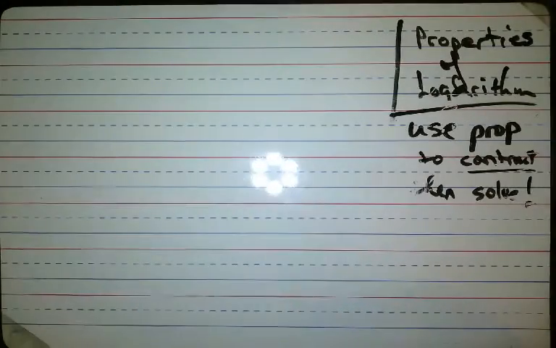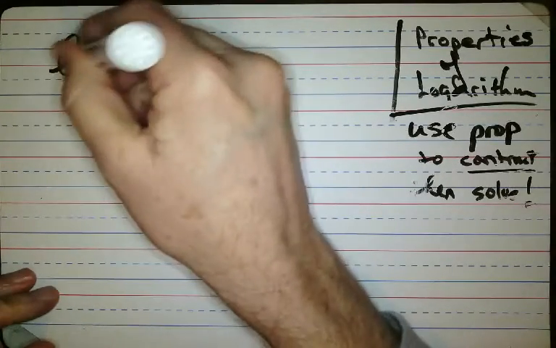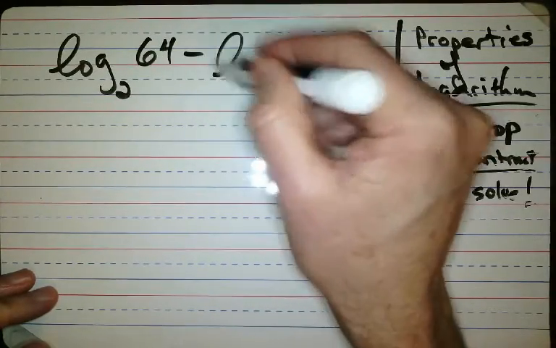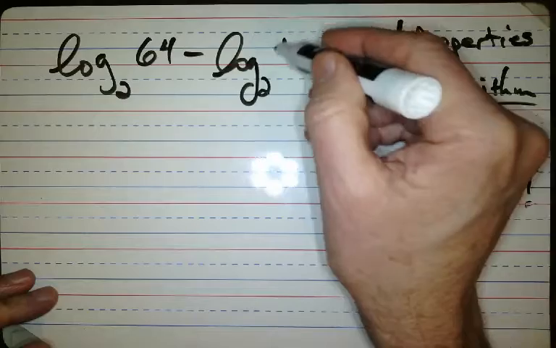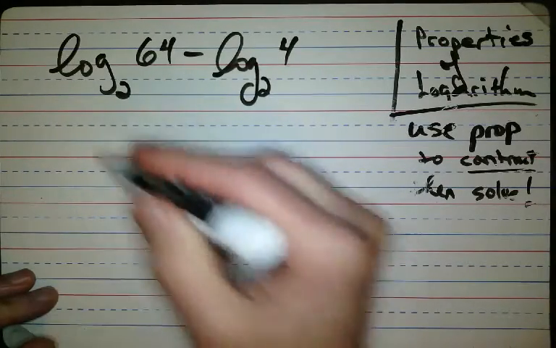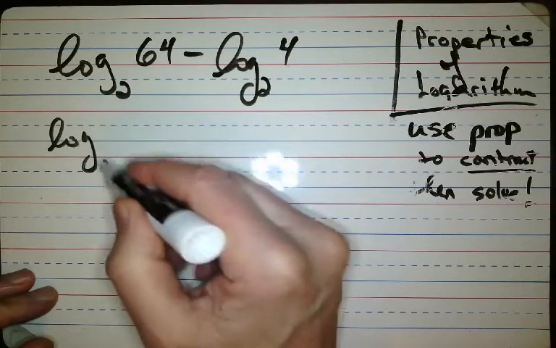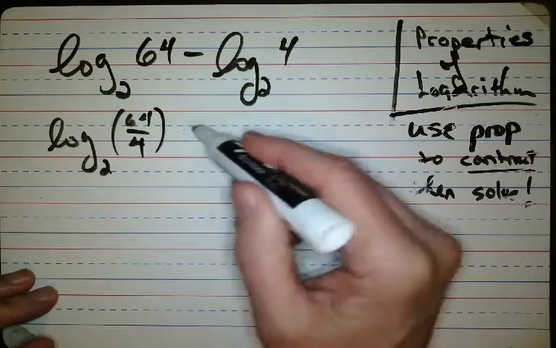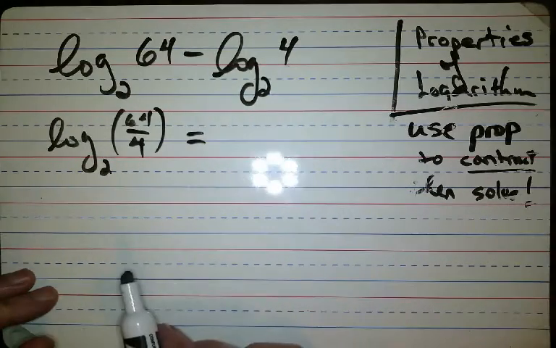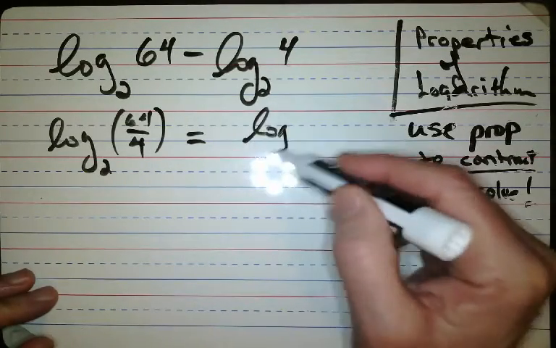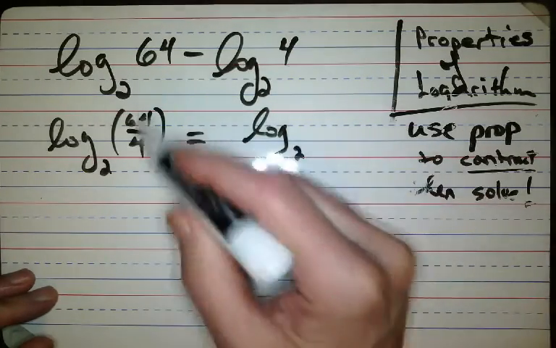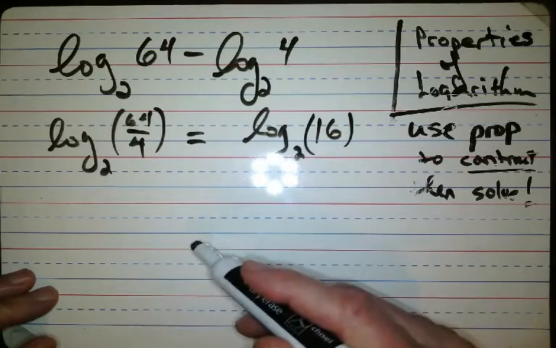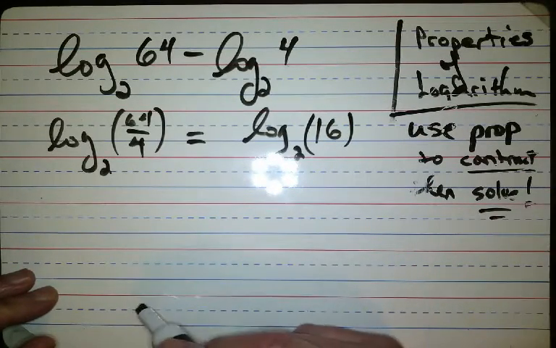Let's do a subtraction one. What do you say? Log base 2 of 64 minus log base 2 of 4. Well, I know that that's log base 2 of 64 divided by 4. What's that? That would be log base 2 of 16. Now, we have to solve that, right? Because the last step is solve.